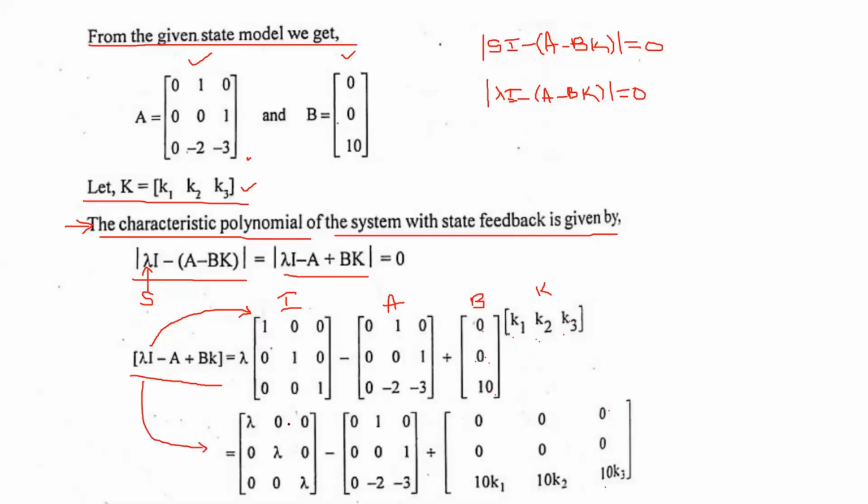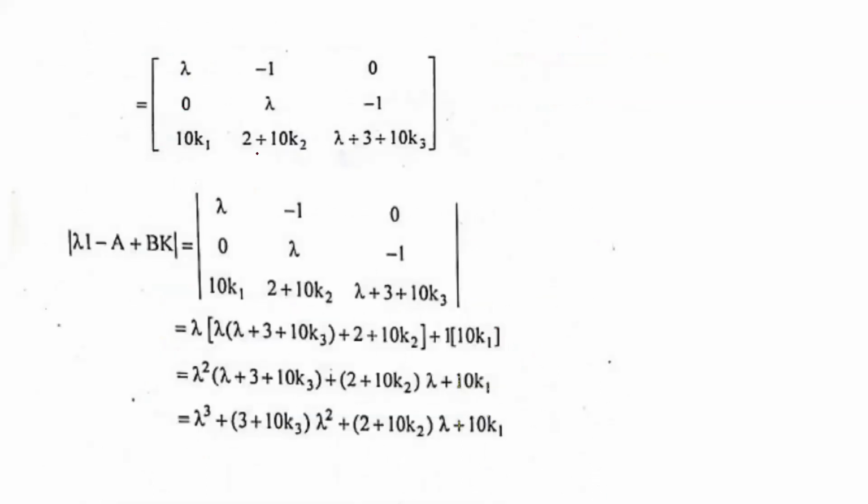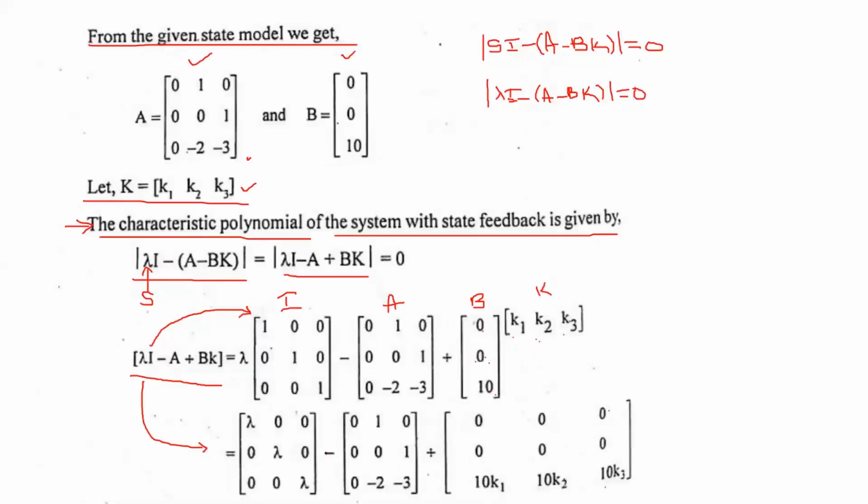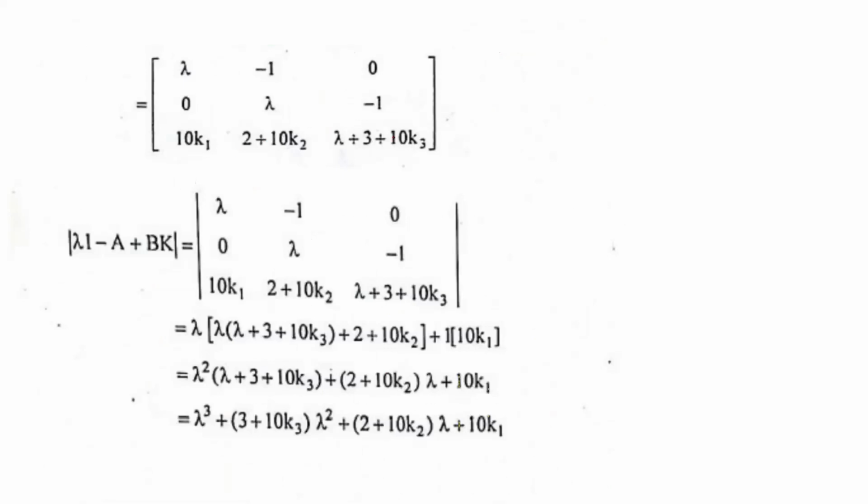Now I am going to subtract these two matrices, because lambda I minus A comes first. Later, the result is added with B into K. This is the expression we obtain after completing this. So lambda minus 0 is lambda. 0 minus 1 is minus 1. 0 minus 0 is 0. You should know subtraction, multiplication and addition of matrices, because you are final year students.